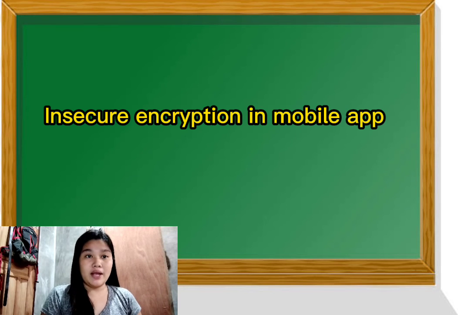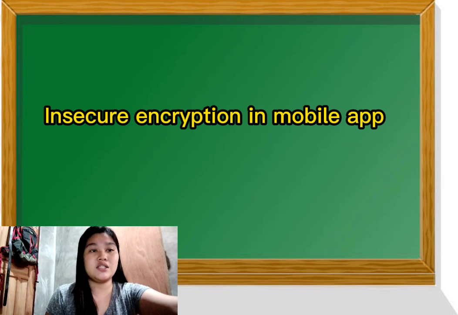Insecure encryption in mobile apps. Encryption is one of the misused terms in information security. Some people confuse it with hashing, while others may implement encoding and call it encryption. Symmetric key and asymmetric key are two types of encryption schemes.